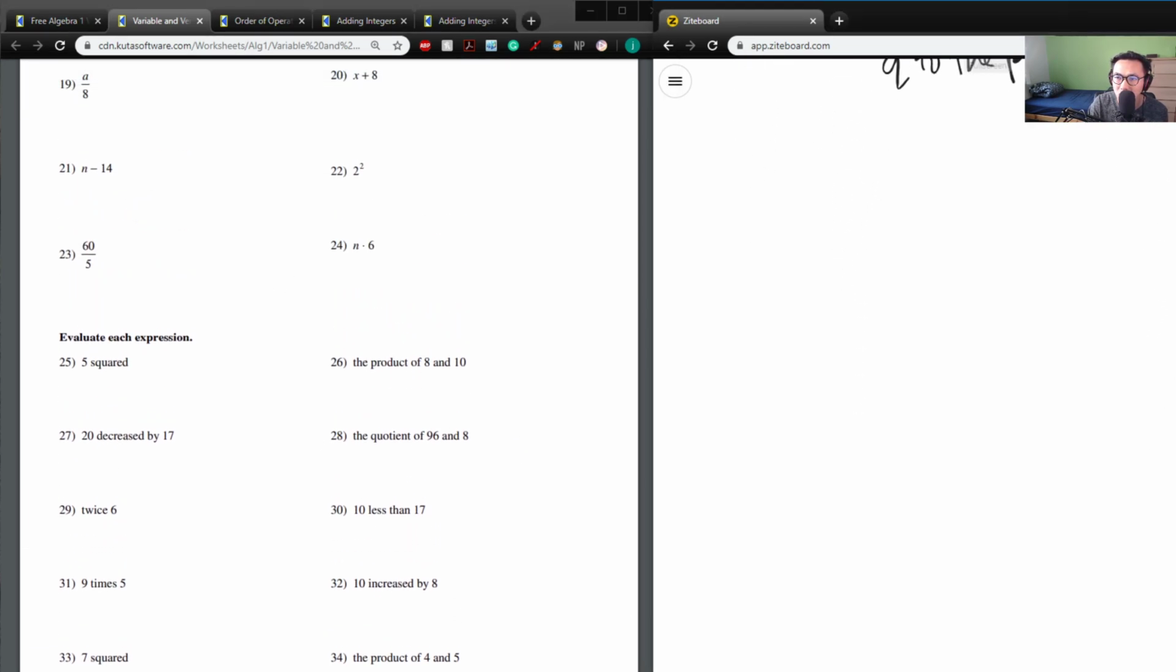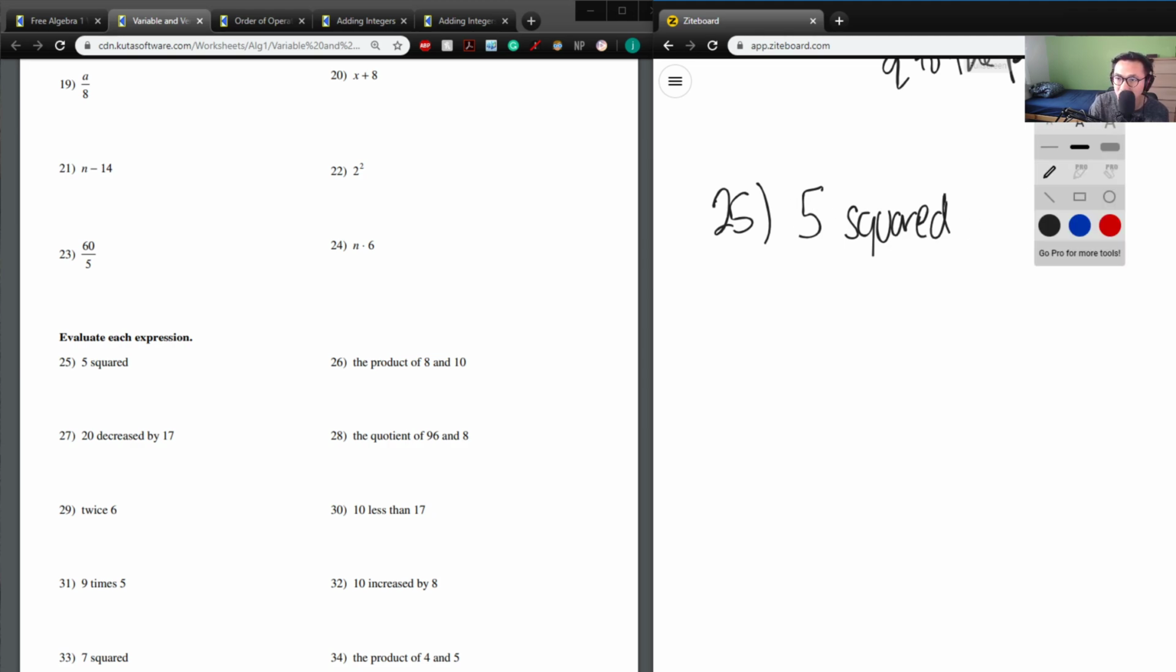A lot of these concepts are review anyway, so I'm expecting that a lot of times we already know this, so we're going to try to move on as quickly as we can here. So again, evaluate each expression. Let's do maybe 4 of these, and then we'll move on. So 25 says 5 squared. We have to go from a word expression, or verbal expression, to an algebraic one first, before we can do some type of evaluation.